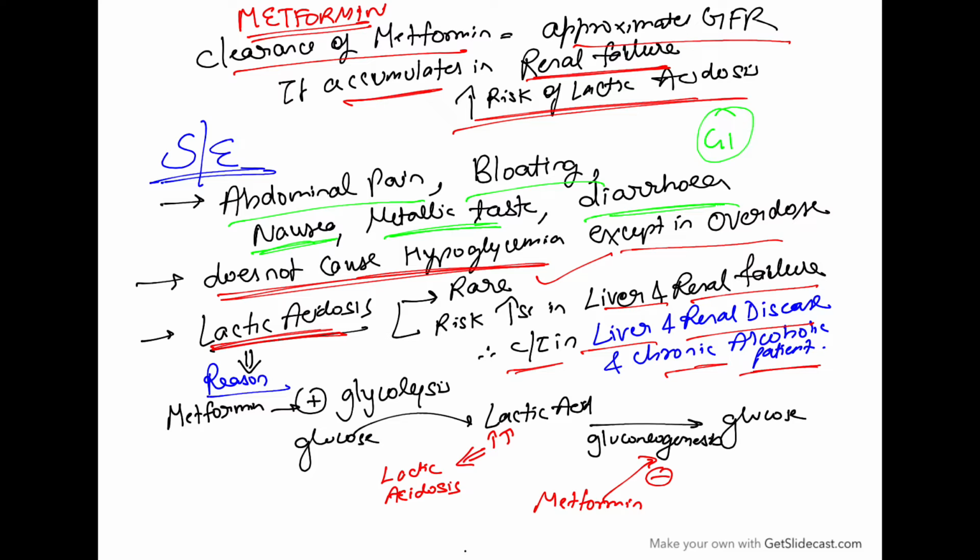Now, why is there lactic acidosis? Metformin reduces the blood glucose level. How? It stimulates glycolysis and inhibits gluconeogenesis. तो stimulate करेगा अगर glycolysis को, तो glucose will be converted into lactic acid. Now, lactic acid eventually converts into glucose by gluconeogenesis, but metformin inhibits gluconeogenesis. So lactic acid keeps on accumulating. So stimulation of glycolysis and inhibition of gluconeogenesis leads to accumulation of lactic acid, and the risk is more in liver and renal failure or in chronic alcoholic patients.